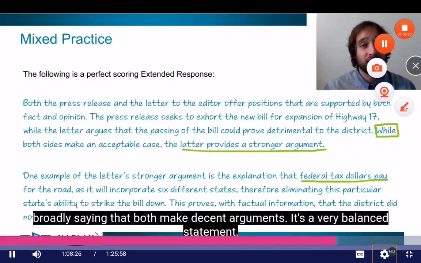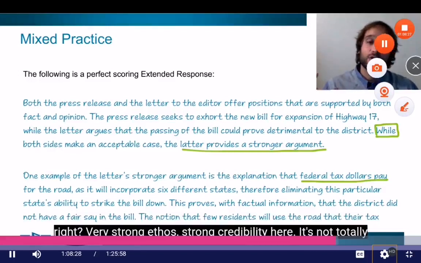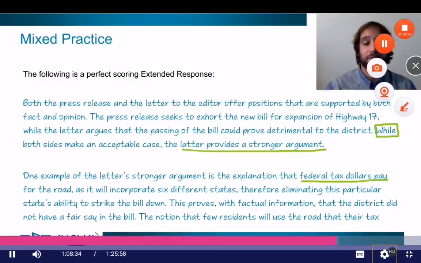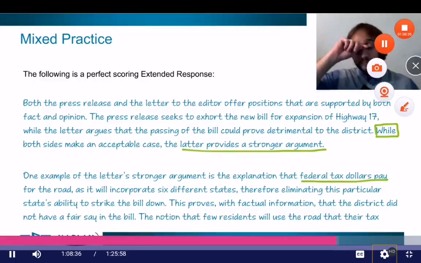It's a very balanced statement. Very strong ethos, strong credibility here. It's not totally one-sided, which is a good thing. That's going to help your writing. All right, so that's our introduction.